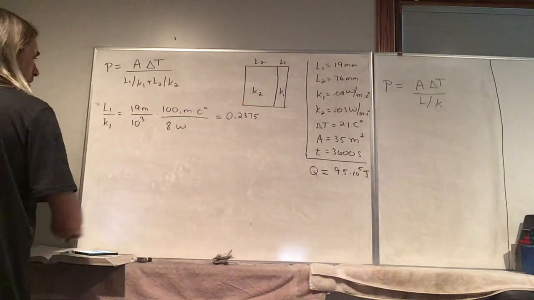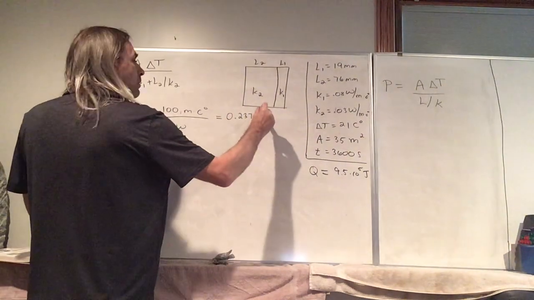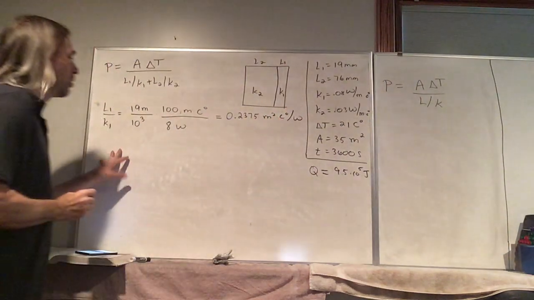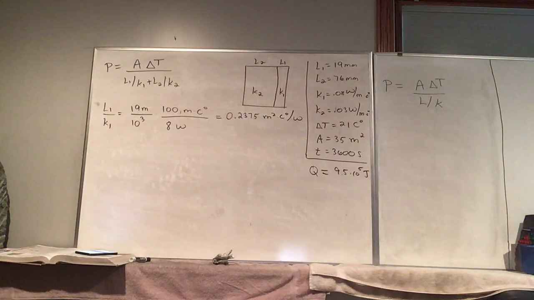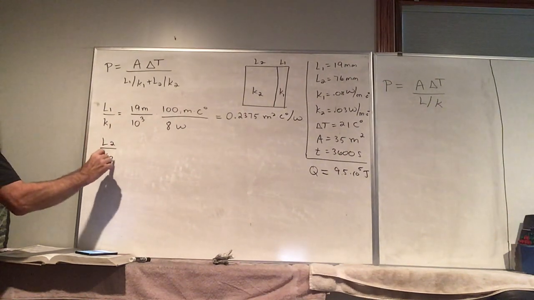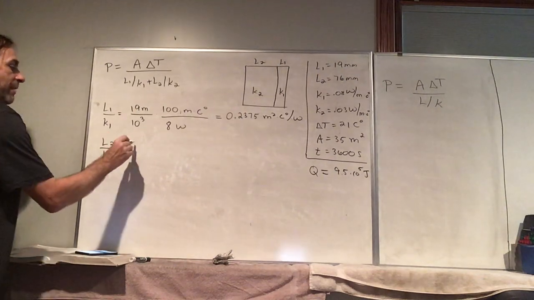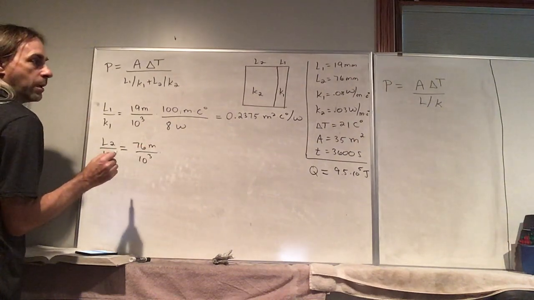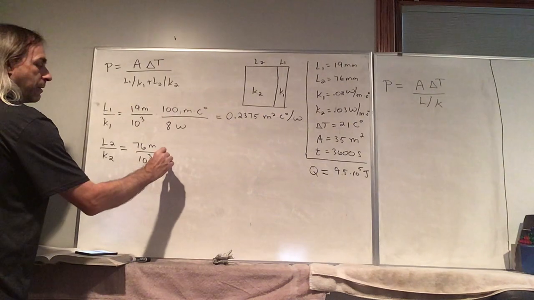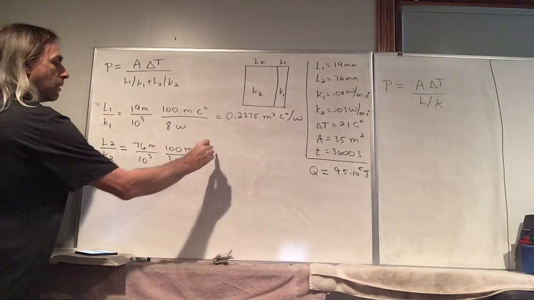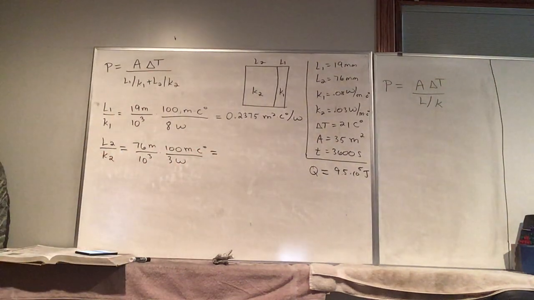And the units are meters squared Celsius degrees over watts. Yeah, no, it's good. Now let's do this next term, L2 over K2. So L2 is 76. We'll convert that to meters by dividing by 1,000. K2 is 0.03, so I'm going to multiply by 100. So here we have basically 76 divided by 30.